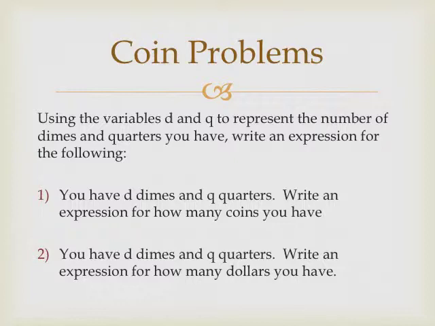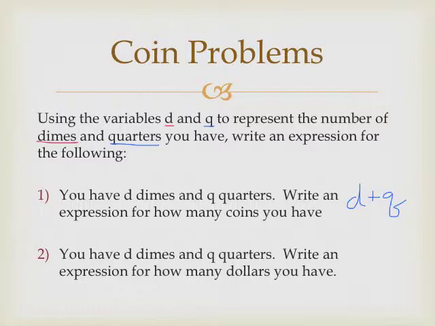So here we're using two variables. We're using the letter D and the letter Q. D is our number of dimes, and Q is our number of quarters. And we want to write an expression for, if I have D dimes and Q quarters, how many coins do you have? So this seems almost too easy, because if you have D dimes and Q quarters, then you have D plus Q coins. So if I have 3 of one and 5 of the other, then I have 8 coins. That's very straightforward. You're just adding them.